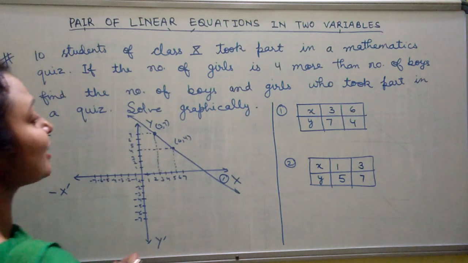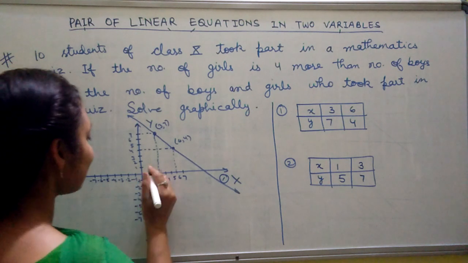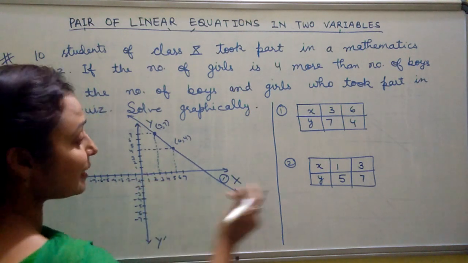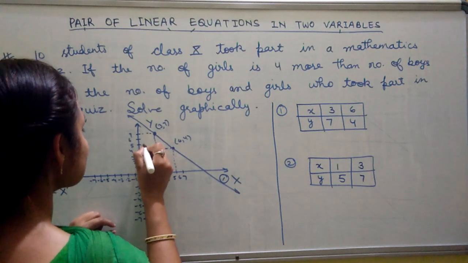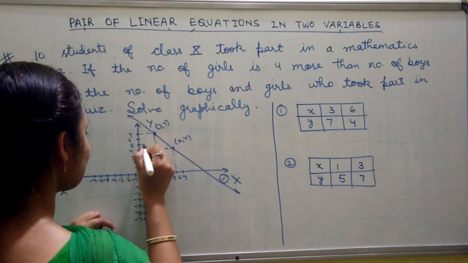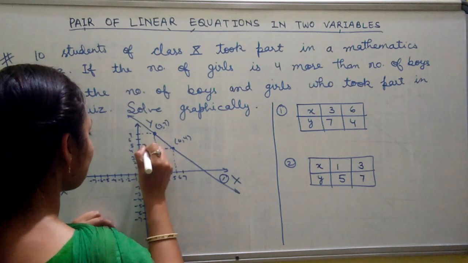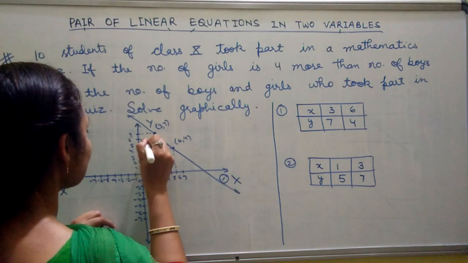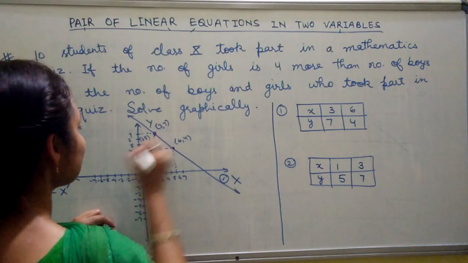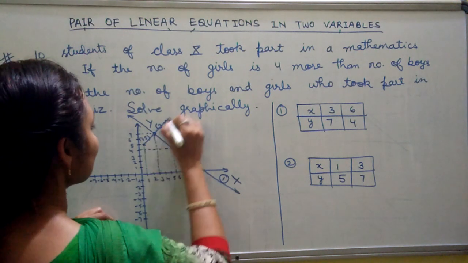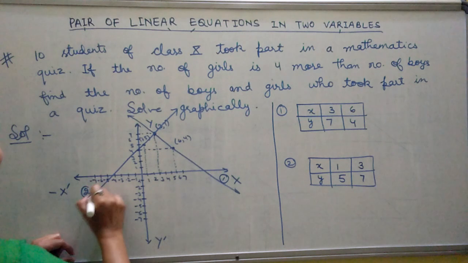Okay. Now the second solution. Second solution is 1 and 5. X is 1 and y is 5. So this is 1 and 5. Second, I will write the point 3 and 7. So the line is drawn like this. Okay, this is equation number 2.